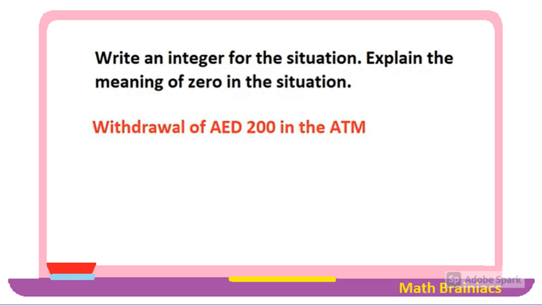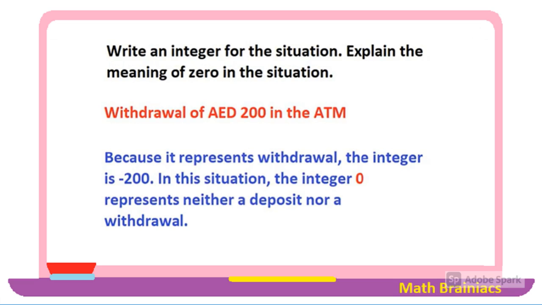Let us work on another example so that you can hit it off. Write an integer for the situation. Explain the meaning of 0 in the situation. Withdrawal of 200 dirhams in the ATM. Since it is withdrawal, you are going to take the money from the ATM. But you are not going to keep it. You are going to use it. Therefore, it represents negative 200. In this situation, the integer 0 represents neither a deposit nor a withdrawal.